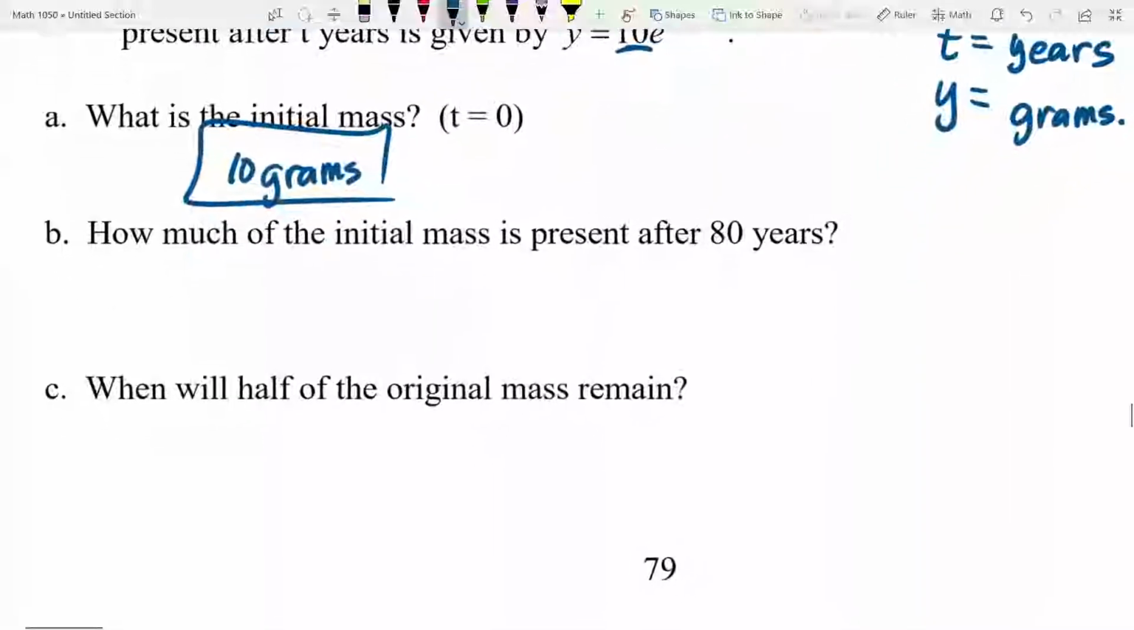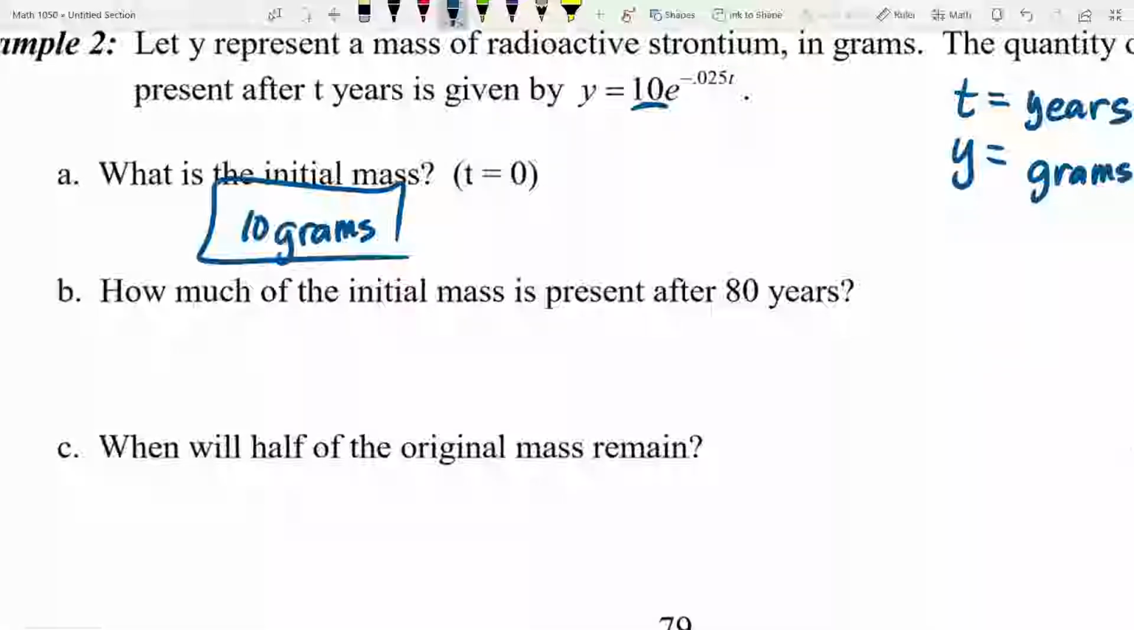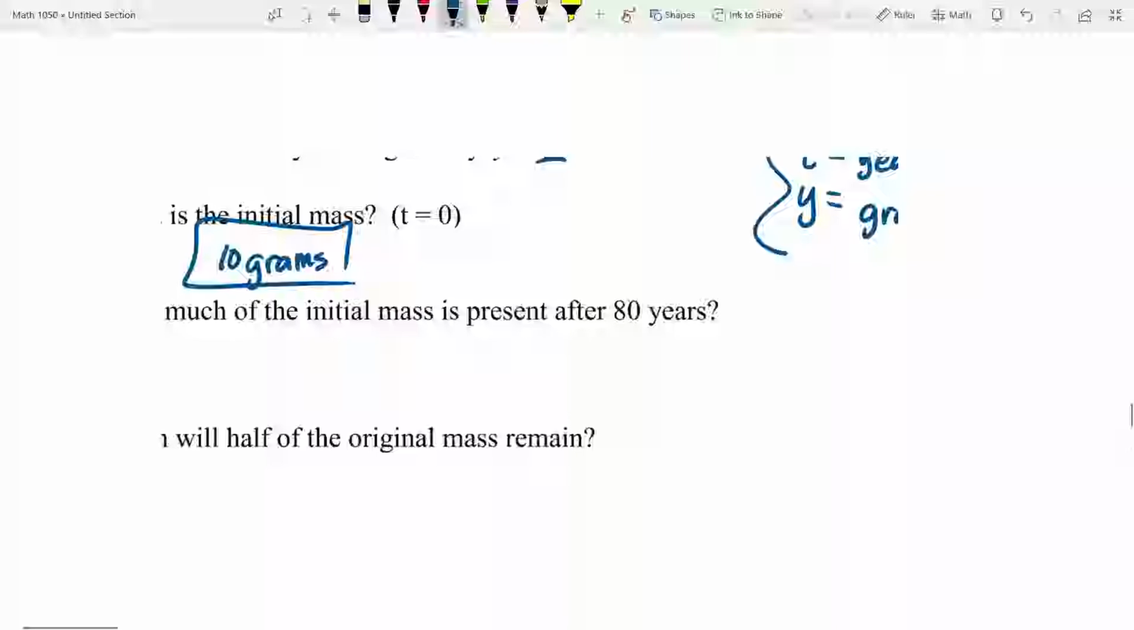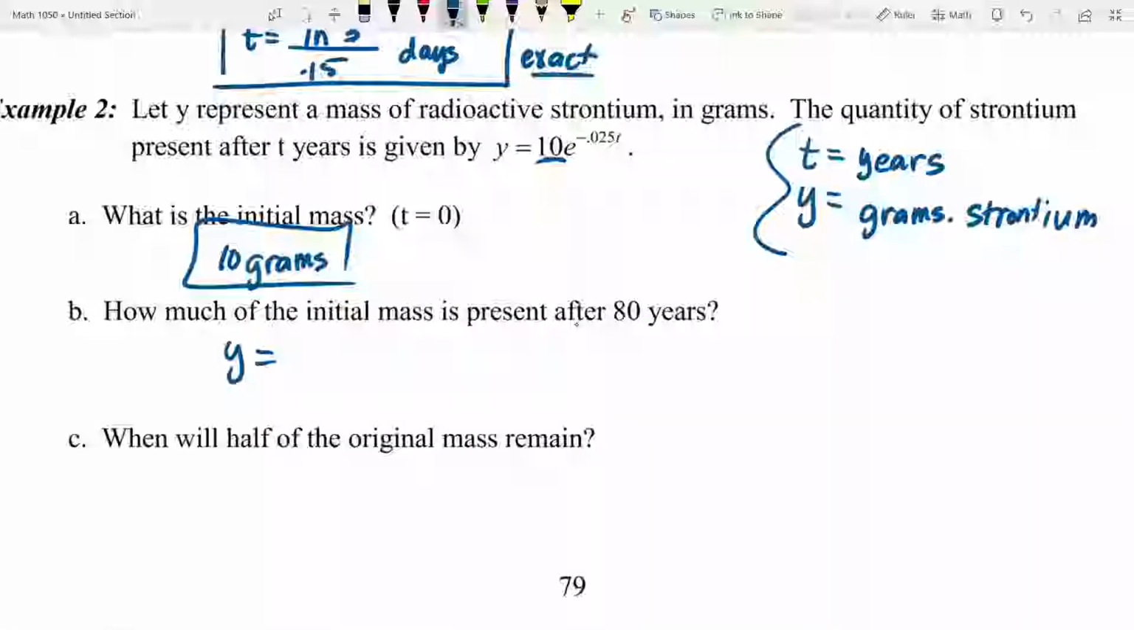How much is present after 80 years? Everybody in the room, is that a Y or is that a T? That's a year. So which of these is years? That's your T, right? So everybody go Y equals 10e to the negative 0.025 times 80.